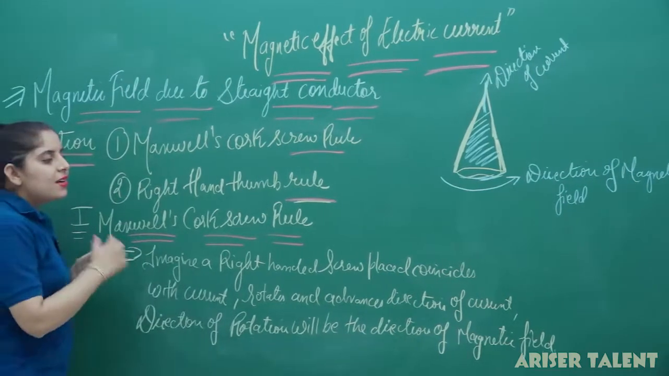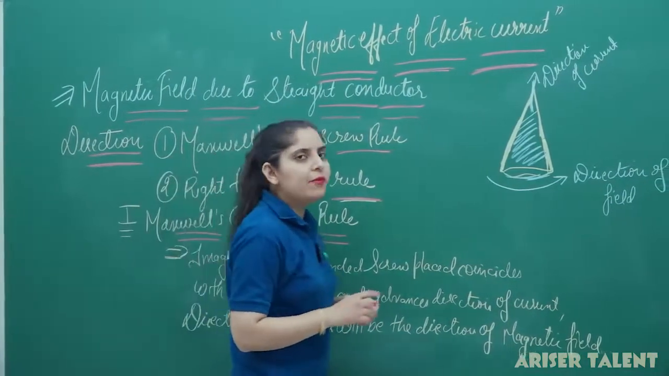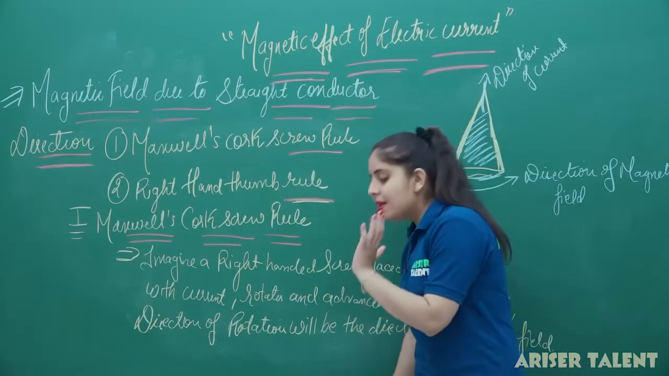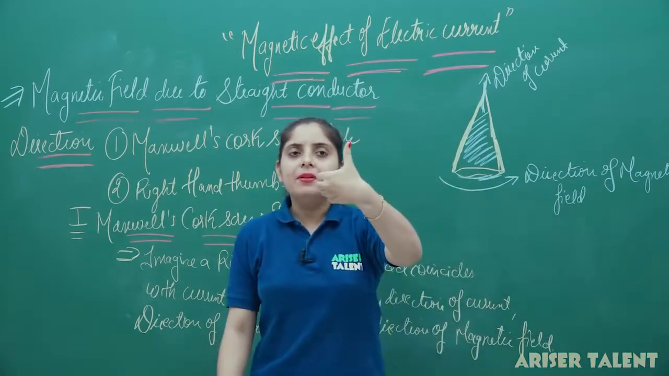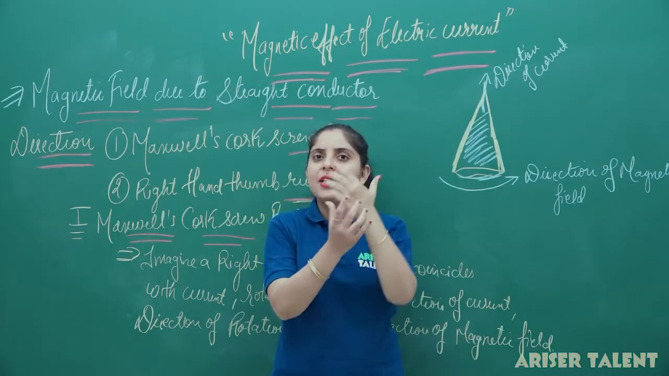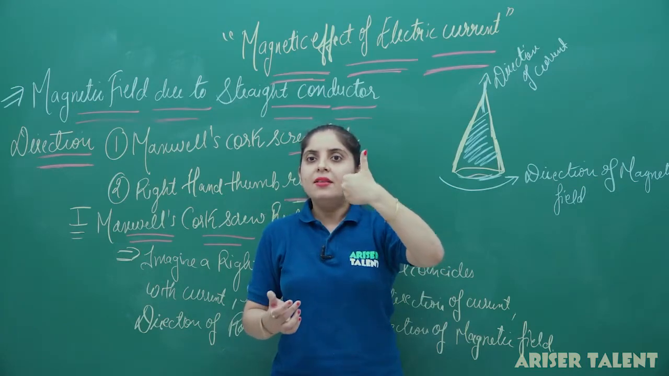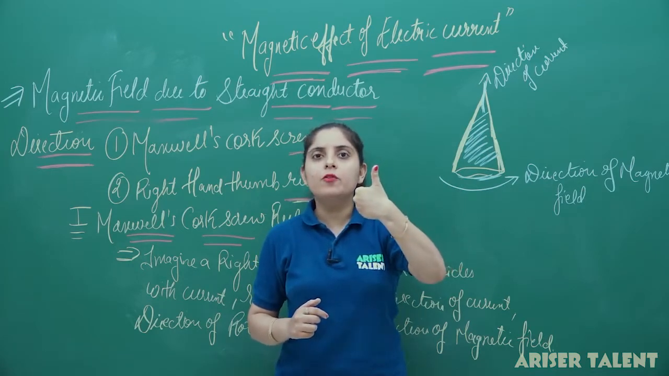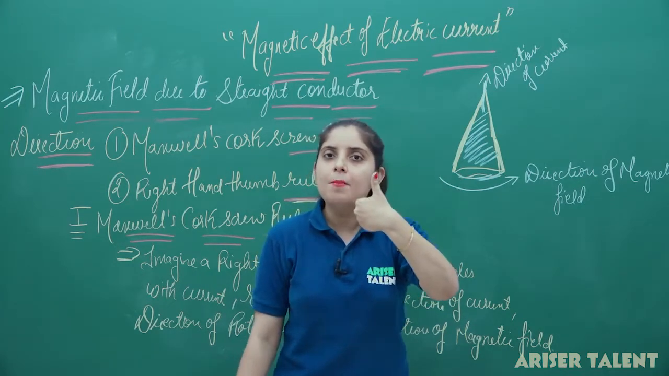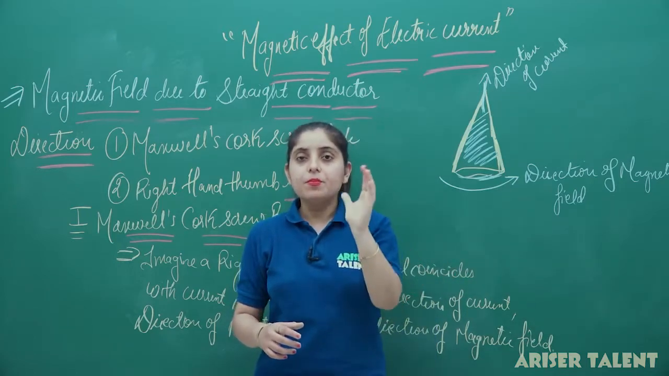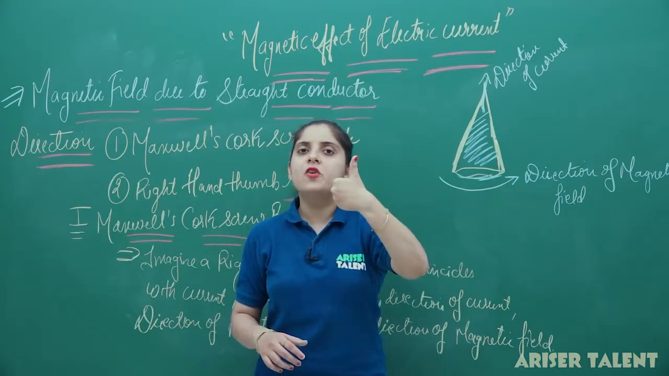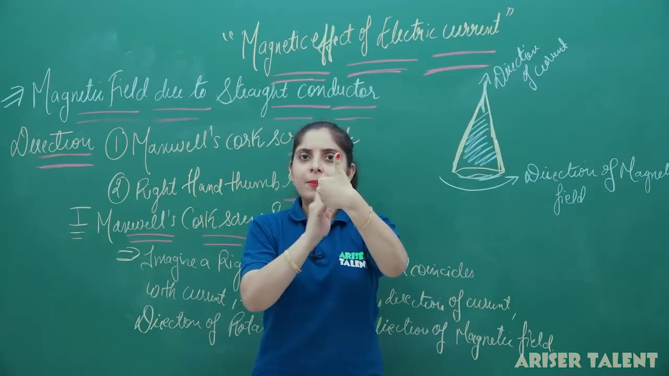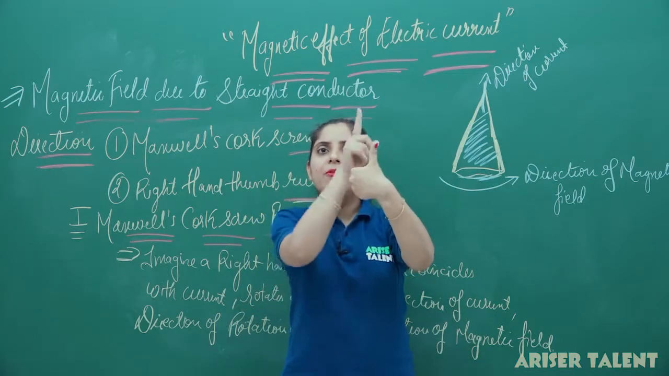Our second rule is the right hand thumb rule, which is a very easy rule, and we have also discussed it earlier. The right hand rule specifies that if I cup my right hand and curl my fingers, then the thumb will give you the direction of the current, and the curling of the fingers will give you the direction of the magnetic field. It means if I curl the fingers of my right hand inward, then inward will be the direction of magnetic field and upward will be the direction of the current.